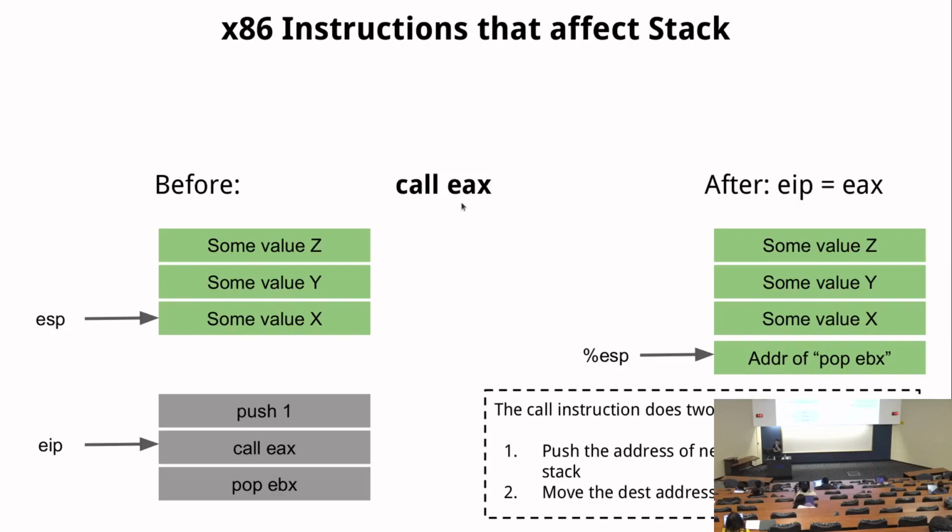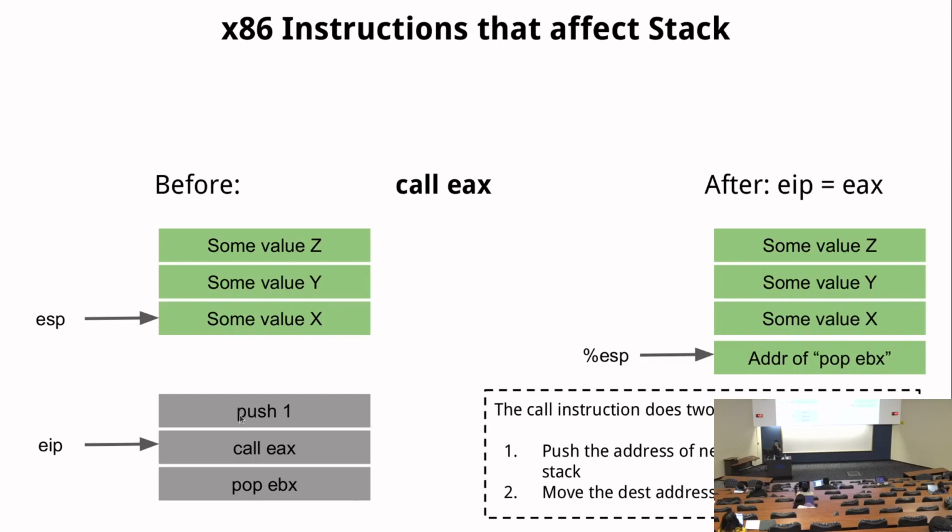So the call instruction does two things. It will first push the address of the next instruction to the stack. Then it will move the destination address to the program counter, or in x86, the EIP register, the instruction pointer register. Let's say before this instruction, the memory looks like this. On top, the green part is the stack. ESP points to value X, then we have Y and Z on the stack as well. Then this is the code part.